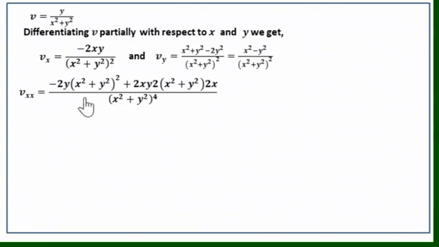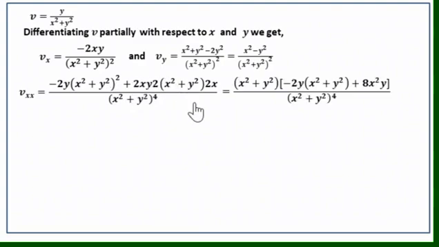Here, in the numerator, x square plus y square is common in these two terms, take it outside the bracket. So we have (x square plus y square) into (minus 2y into (x square plus y square), then plus this), with x square plus y square taken outside. So what is left? 2 into 2 into 2 into x into y into x, that is 8x square y.